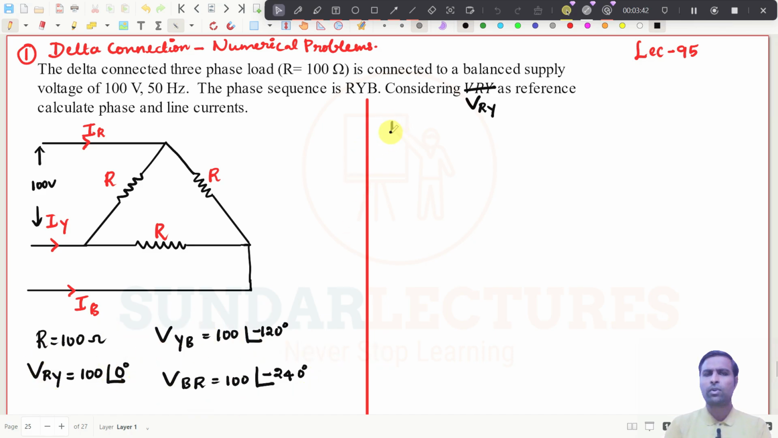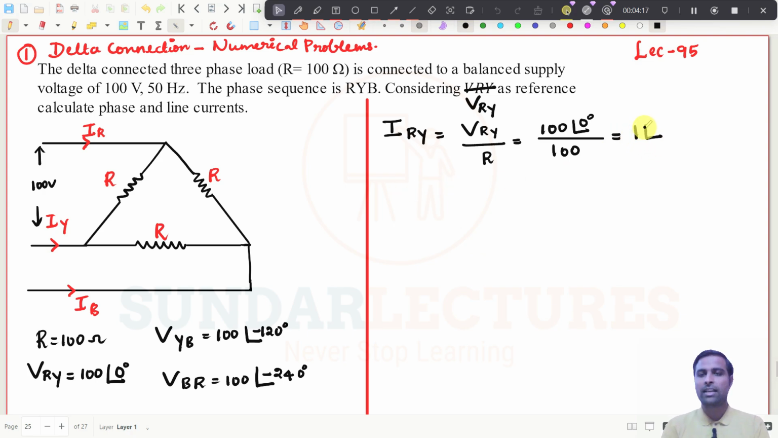Now it is easy to find the value of IRY, which is nothing but VRY divided by the resistance value. I am taking this because this is the phase current, and the phase current and phase voltage are equal. So I can substitute the values here. You will get 100 at an angle of 0 degrees divided by the resistance value, which is also 100. So the value you will get is 1 at an angle of 0 degrees.